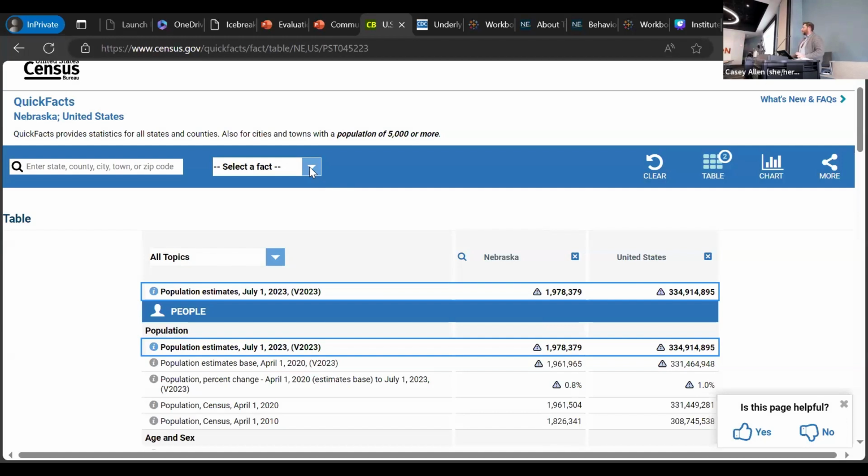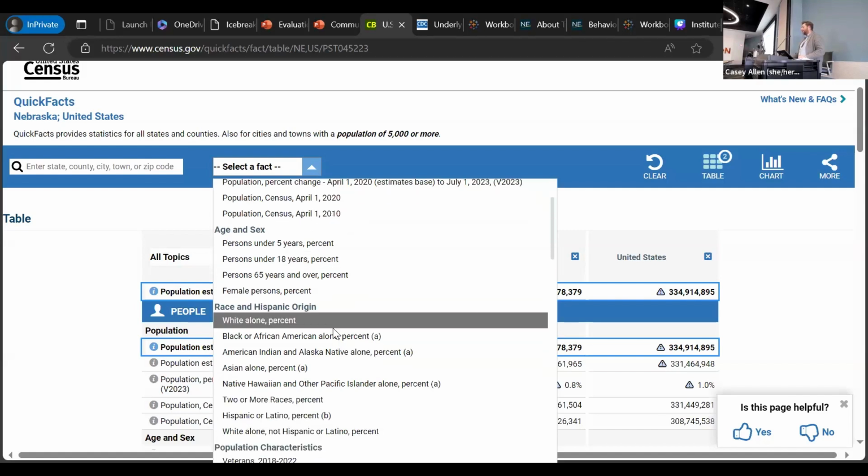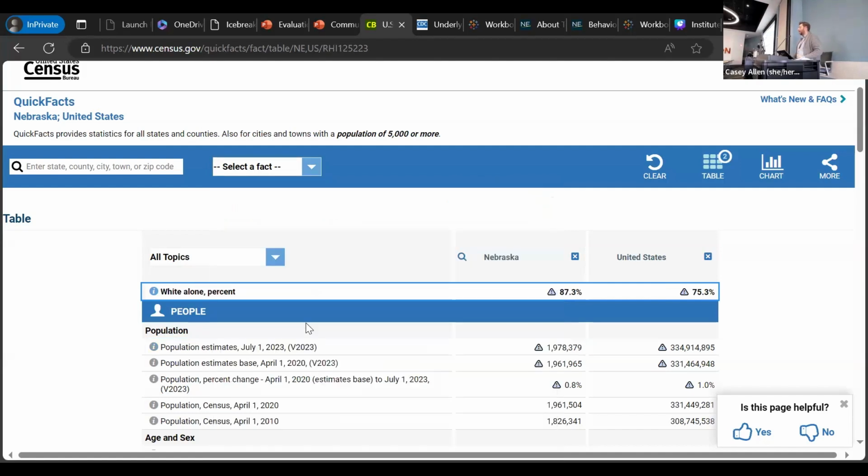Now, you can select a specific fact, is what it's called. In Census QuickFacts, it's in the name, but these facts correspond to the different variables that you might be interested in pulling out. So if I were interested in the percentage of people who are white in Nebraska, for example, I could pull that information out, and that fact comes to the very top of the form we're looking at. So we can see the proportion of people who are white in Nebraska is 87.3%. Well, it's only, well, not only, but it is 75.3% in the United States.